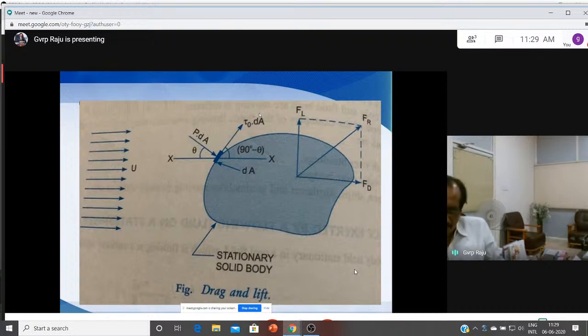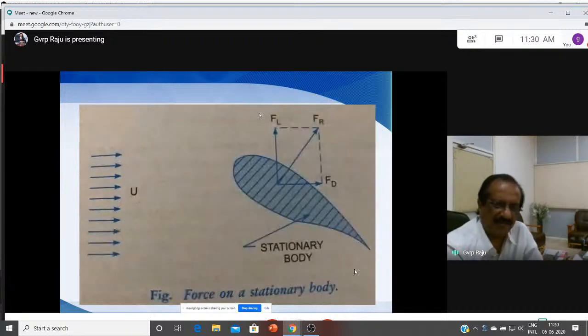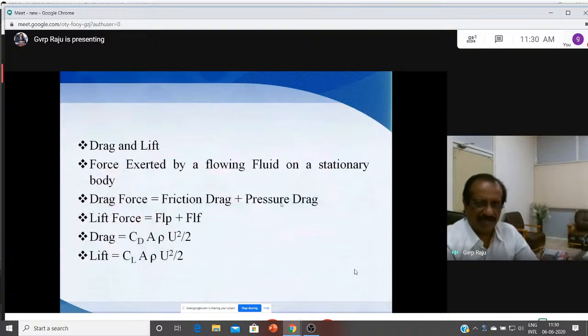So the resultant force Fr is equal to the square root of Fd square plus Fl square. This is the expression which is really necessary for you to understand, and you can have a generalized equation also. The drag force is pressure drag plus friction drag, and the lift force is the force due to pressure and force due to friction. You can present drag force and lift force in a more generic form.